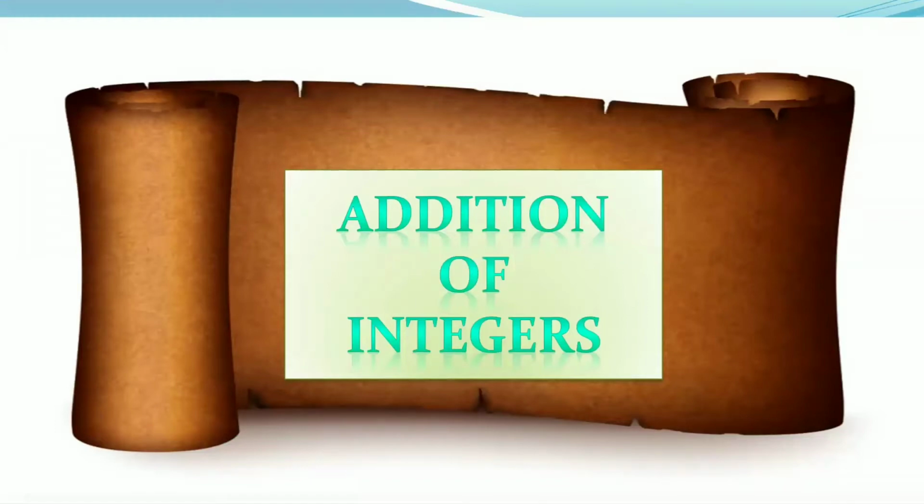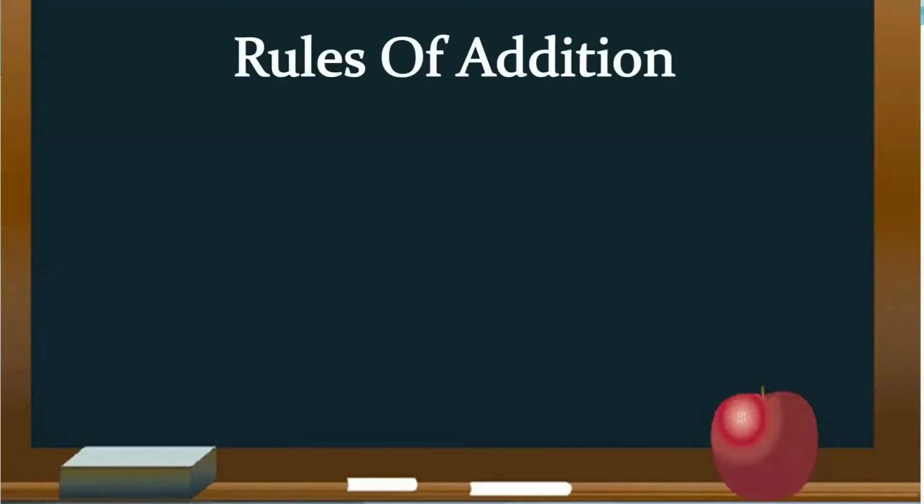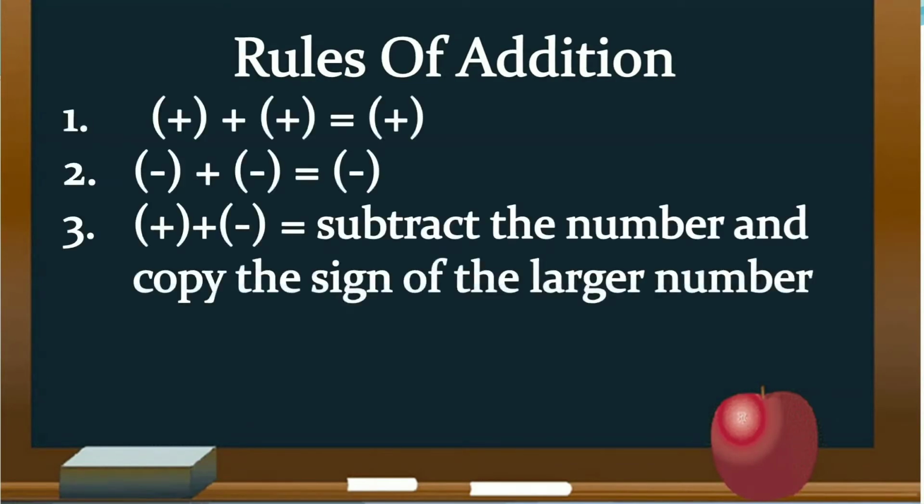Now, we will be talking about how to add two integers. There are rules that we need to follow in addition of integers. We have three simple rules. For rule number 1, positive plus positive is equal to positive. It means that if you add two positive numbers, the result is a positive number.